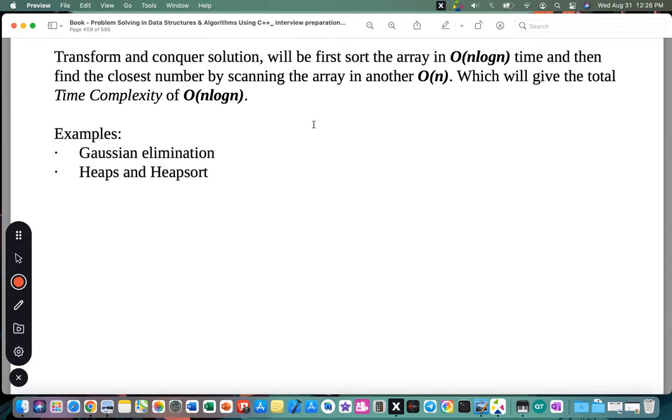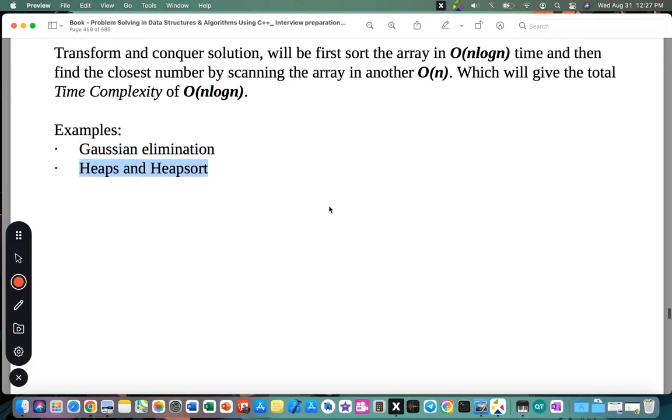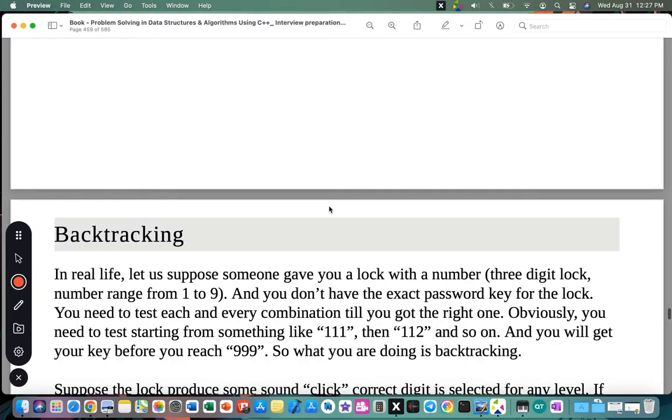Transform and conquer solution: we first sort the array in n log n time, then find the closest numbers by scanning the array in linear time, which will give the total time complexity of n log n. Examples: Gaussian elimination and heap sort. This is the example.